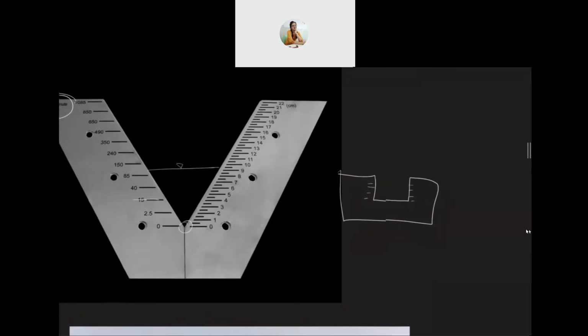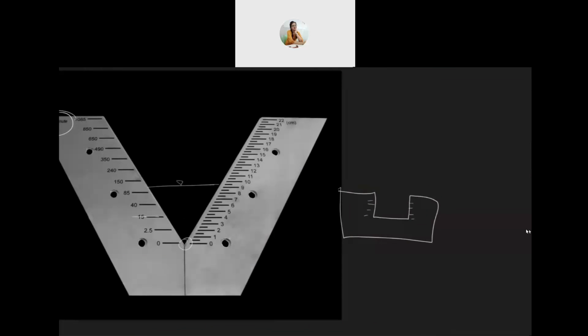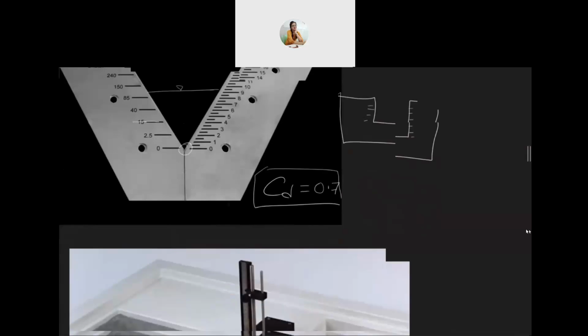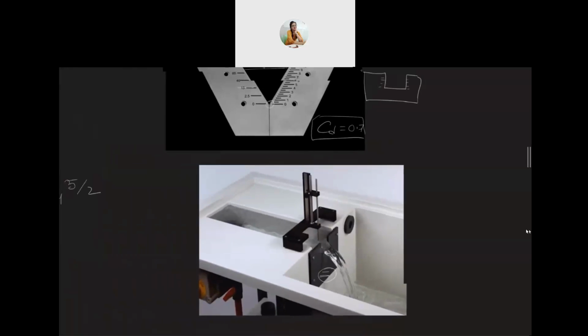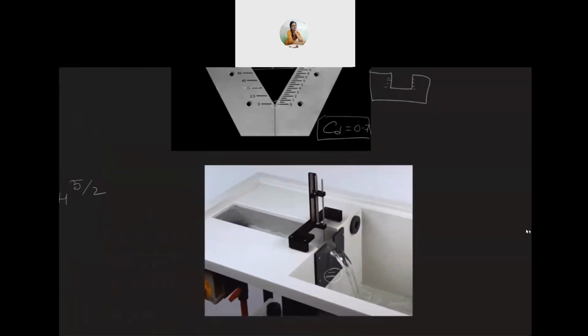Sometimes instead of this, the value of CD is provided by the manufacturer. They will do some experiments and compare the actual discharge to the theoretical discharge and find out the value of CD, and they will print it on the product itself. So you don't have to again find out the value of coefficient of discharge. You just apply the formula and multiply that with the coefficient of discharge to find the actual discharge.